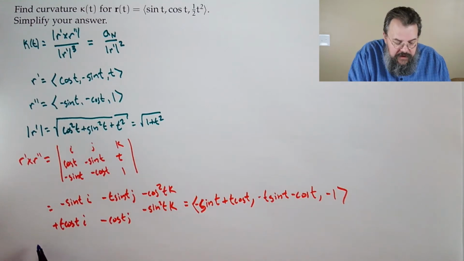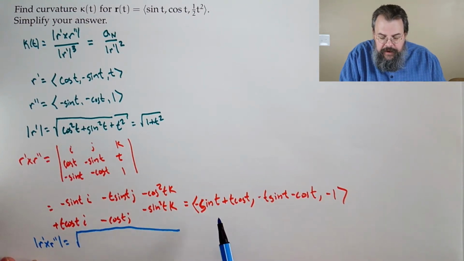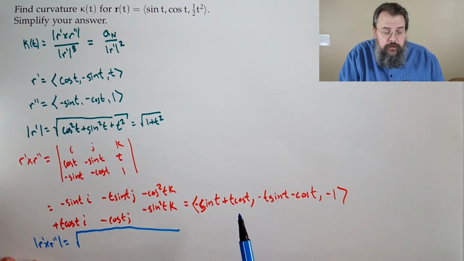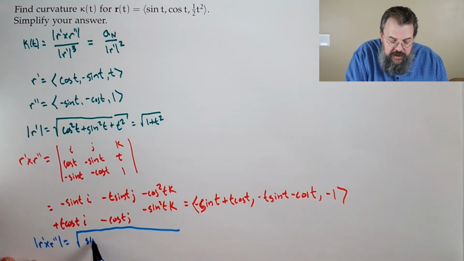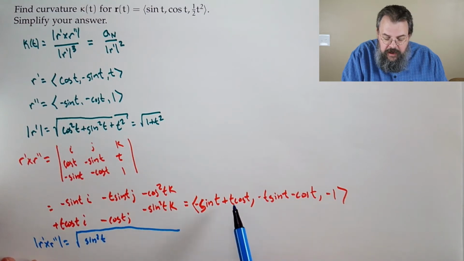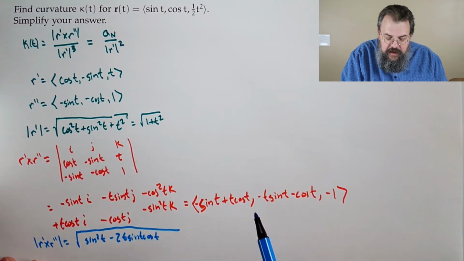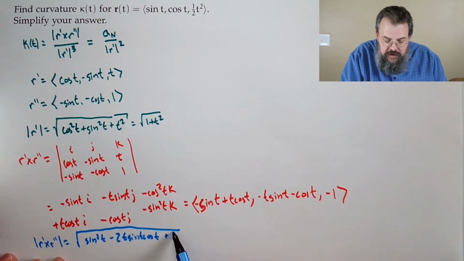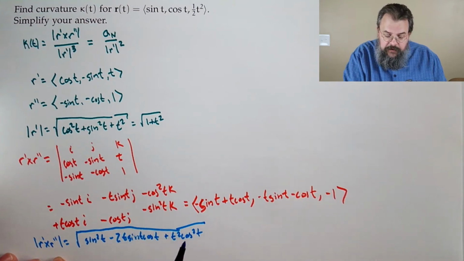out. So the magnitude, r prime cross r double prime, will be the square root of, and now we have to square each term. So when we square the first term, well, it'll be sine squared t. The cross term will be minus 2t sine t cosine t, and then plus t squared cosine squared t. All right, so that's the first term squared. Going to add the second term squared. I'll add it right underneath.